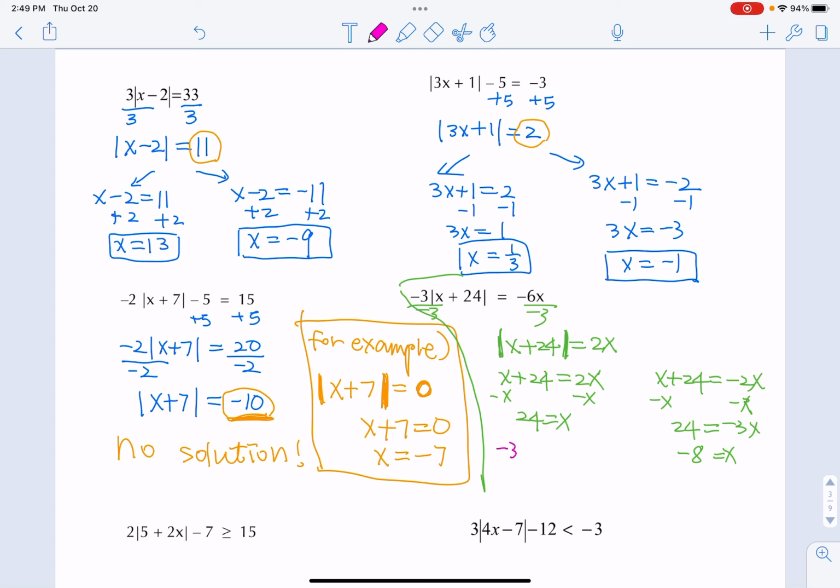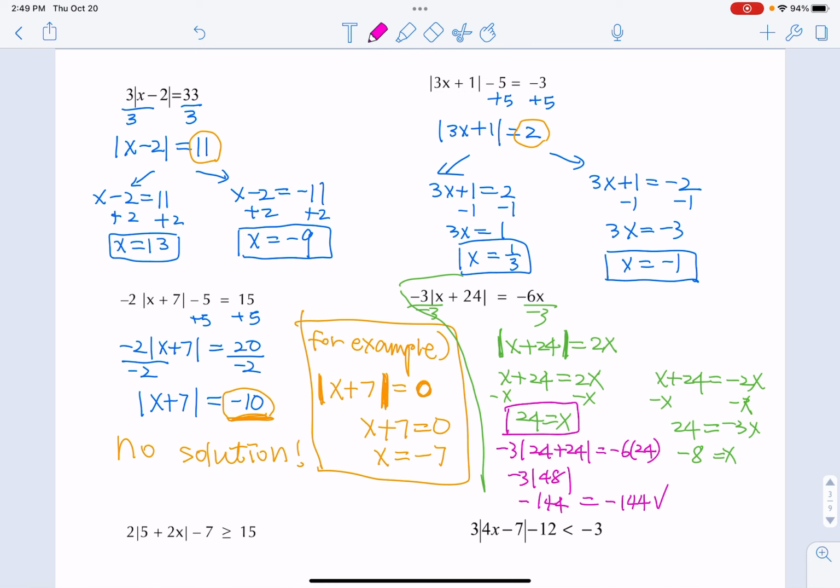So negative 3 absolute value 24 plus 24 equal to negative 6 times 24. So negative 3 absolute value 48, which means it will be negative 144. Is it equal to negative 6 times 24? It's negative 144. So this is right, correct. So you can take this one as the answer.